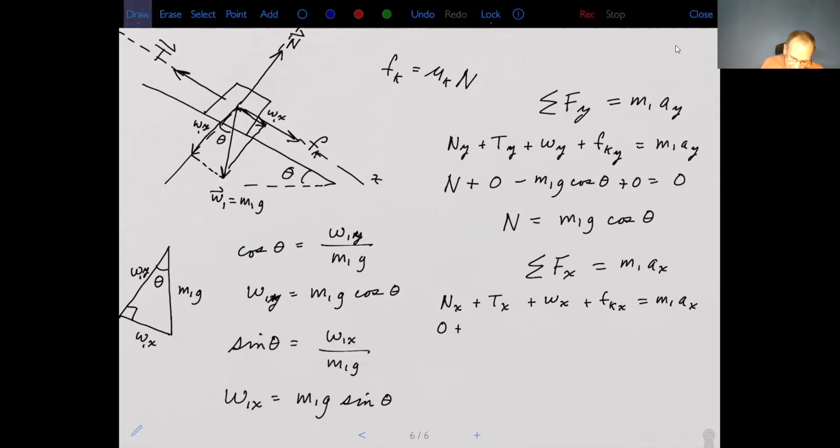What's the x component of the tension? Well, I look at the tension vector. It's acting to the left. Remember, I called positive x to the right. So it's acting in a negative x direction, all of it. So this is going to be negative T, right?